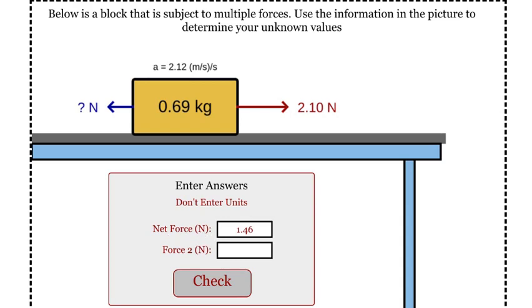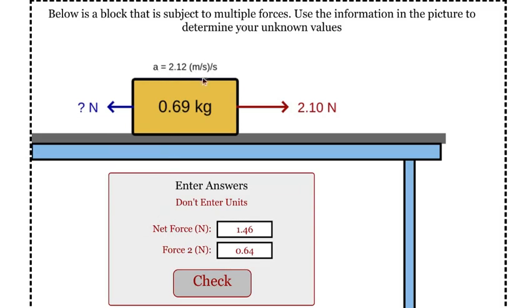All right, so now I need to figure out, well, what is this force on the left? Well, 2.1 minus whatever this force on the left is going to be equal to 1.46. So I just got to do 2.1 minus 1.46. That gives me 0.64. That is this force on the left. Okay, so 0.64.